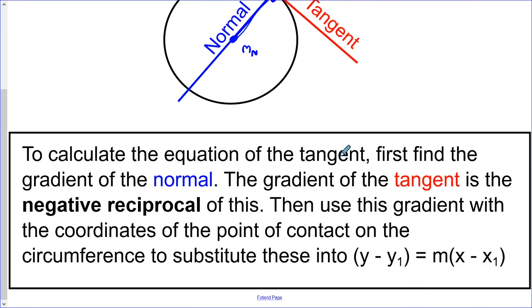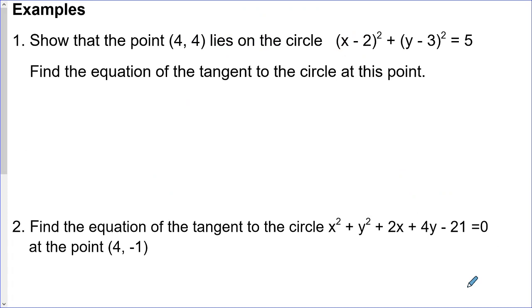So that's the procedure we'll be using. You find your gradient of the normal, because it's the radius, it's the diameter. Use the negative reciprocal of this, and then using this with the point of contact with the tangent into this form would give us the equation of the straight line. Then we may need to rearrange it into a certain form if we're asked for one. So let's see this in practice.